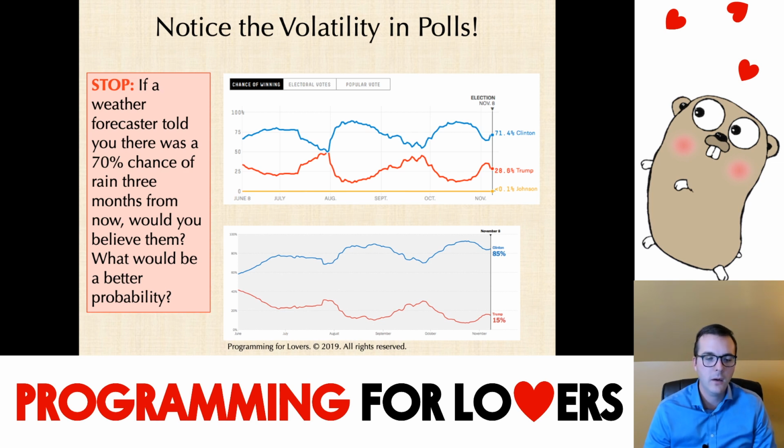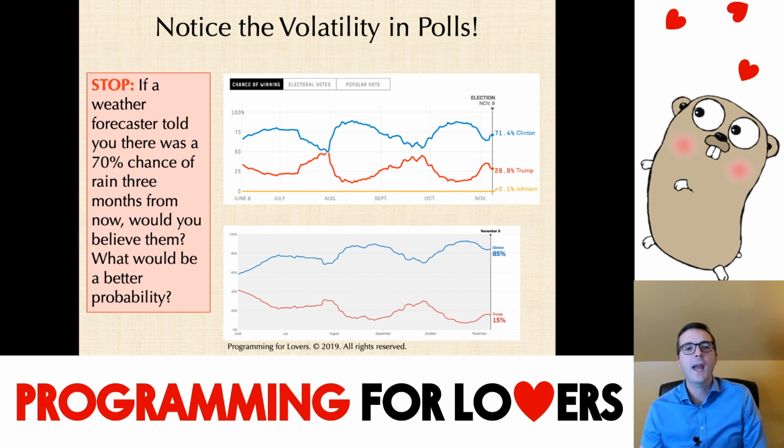One more thing I want to point out here is look at the volatility in the forecasts that are produced from the polls. It's the volatility in the forecasts, but it reflects the volatility in the polls behind the scenes, where people are changing their minds, or the polls themselves are bouncing around a lot. And I always ask my students to stop for a moment here and think about, if a weather forecaster told you that there was, in 3 months' time, a 70% chance of rain, to consider whether or not you would believe them. What would be a fairer probability for what the chance of rain is in 3 months' time from today, rather than 70%? Especially, say, you live in an area where, on average, especially that time of year, it tends to rain on 15% of the days.